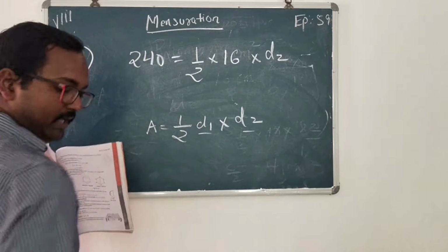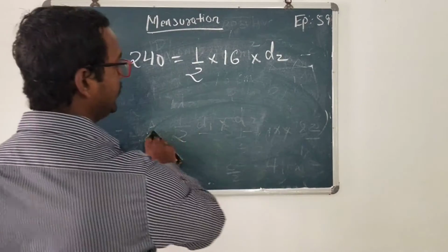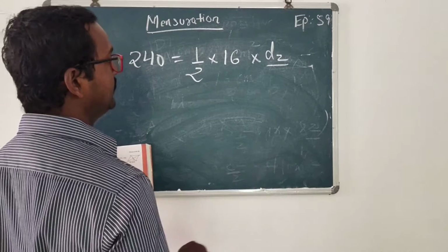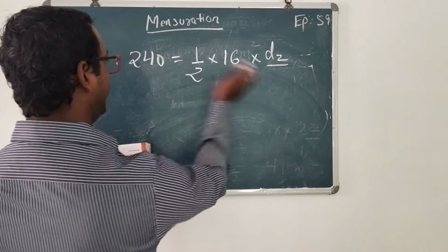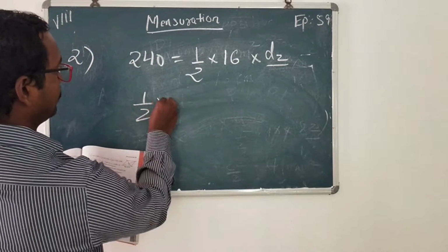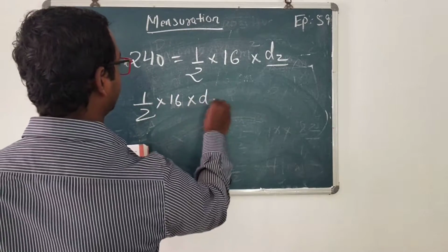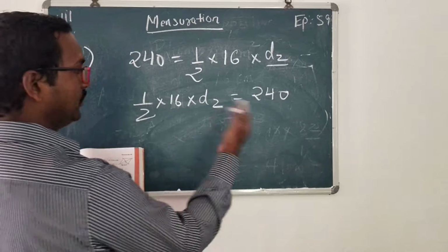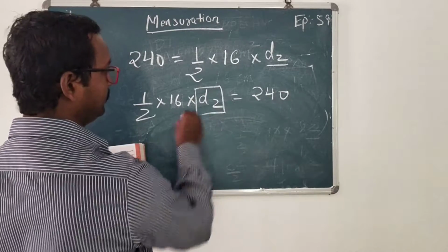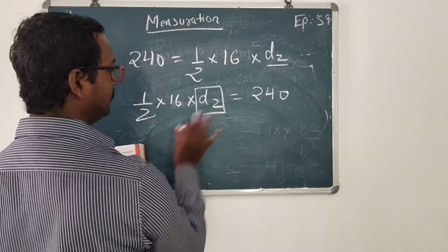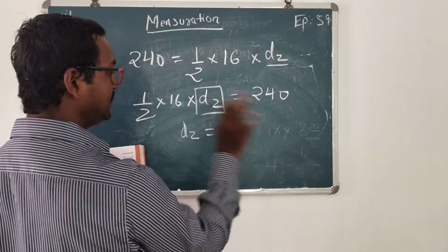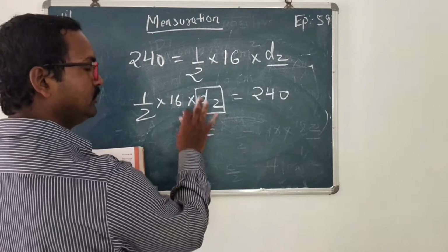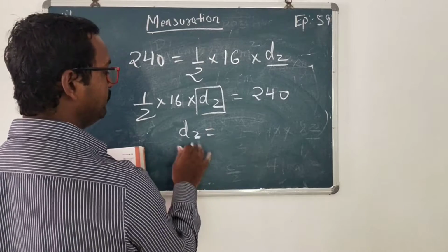Now we have to find the value of d2. So what we are going to do is, we will keep d2 here. Let's rewrite this, like this. I just changed the sides. Now it's much easier to understand. See, we want to find d2. So let us do one thing. We will keep just d2 here, nothing else, to the left side of the equal to.